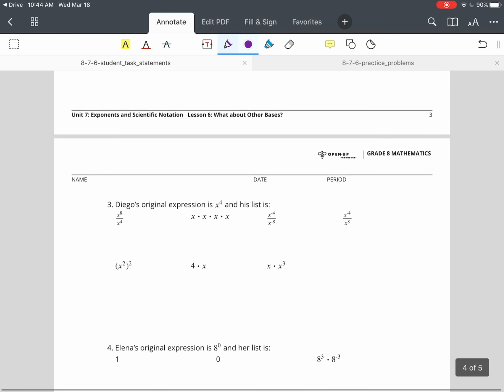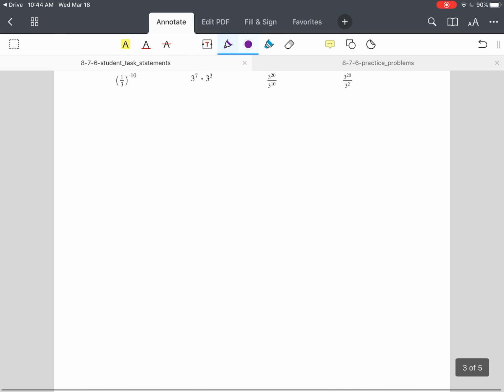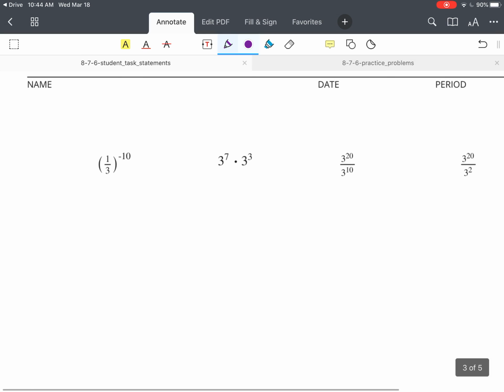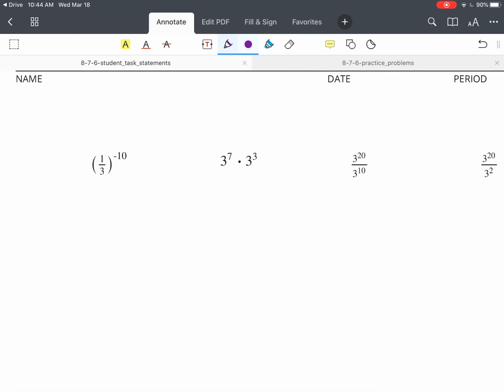Big oof. That's fine. Okay, so this is going to get confusing, but it's not that bad. So we have 1/3, and we're taking it to the negative 10th. Remember, if we have a negative exponent, whatever's inside the parentheses, you flip it, okay? So 1 over 3 becomes 3 over 1 to the 10th. But what's 3 over 1? Yep, it's 3. So that's just 3 to the 10th.